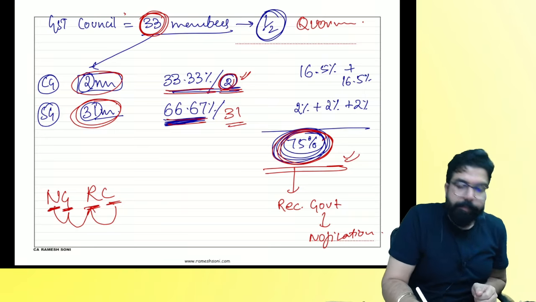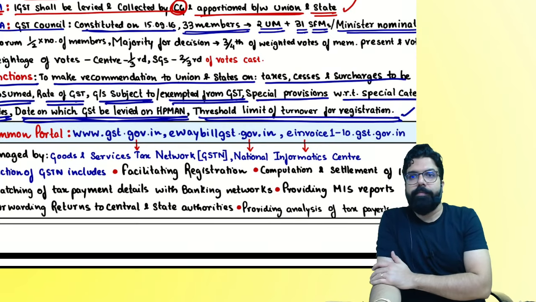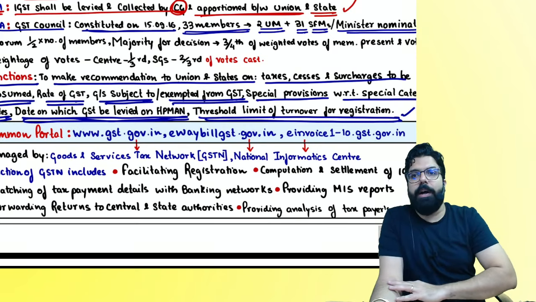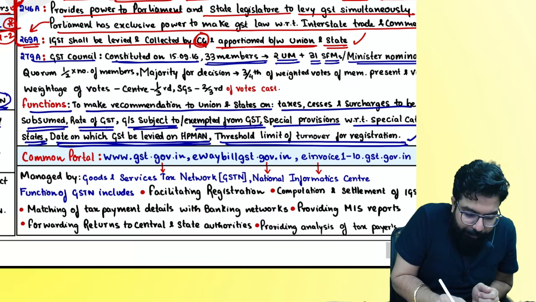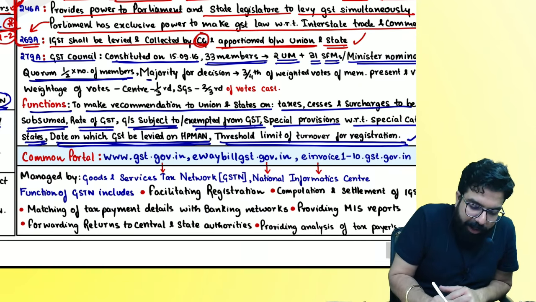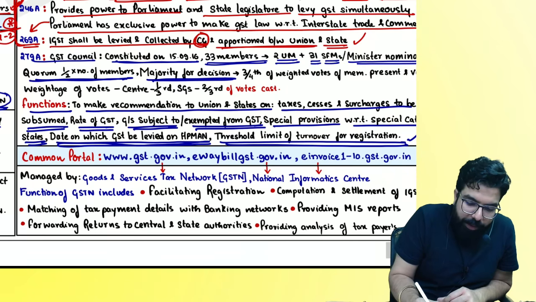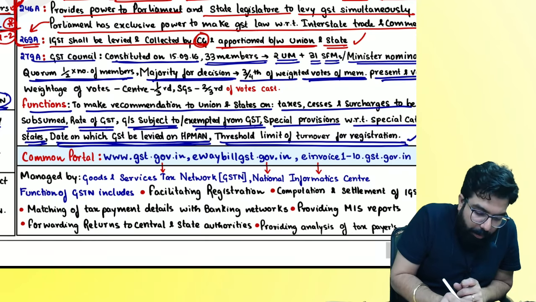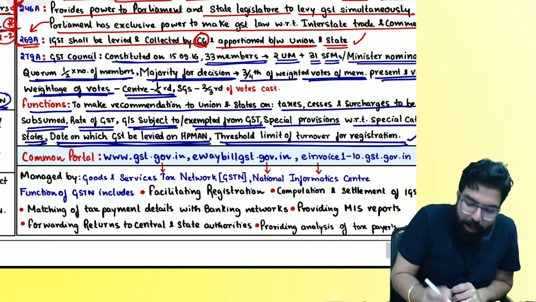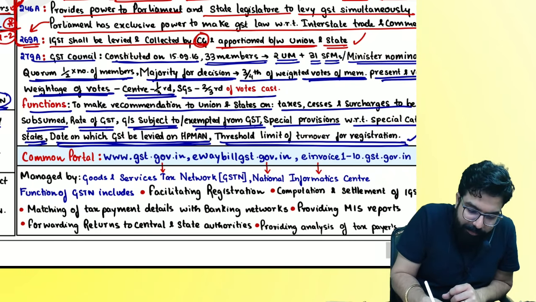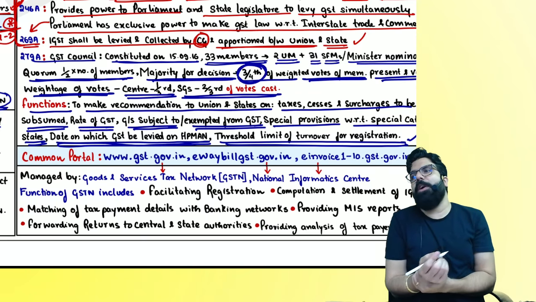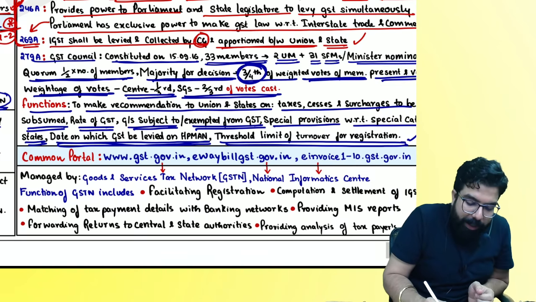People, tell me one thing. Are we all clear? Anyone any doubt? Can I go ahead? Chalo. People, quorum is half of the number of members. Majority for a decision to be taken is how much? 3/4 of the weighted votes of the members who are present. And the weight of the votes is how much? Center is 1/3, meaning 33.33%. State government is how much? 2/3. And majority is how much? 3/4, that is how much percent? And 2/3 is how much percent?